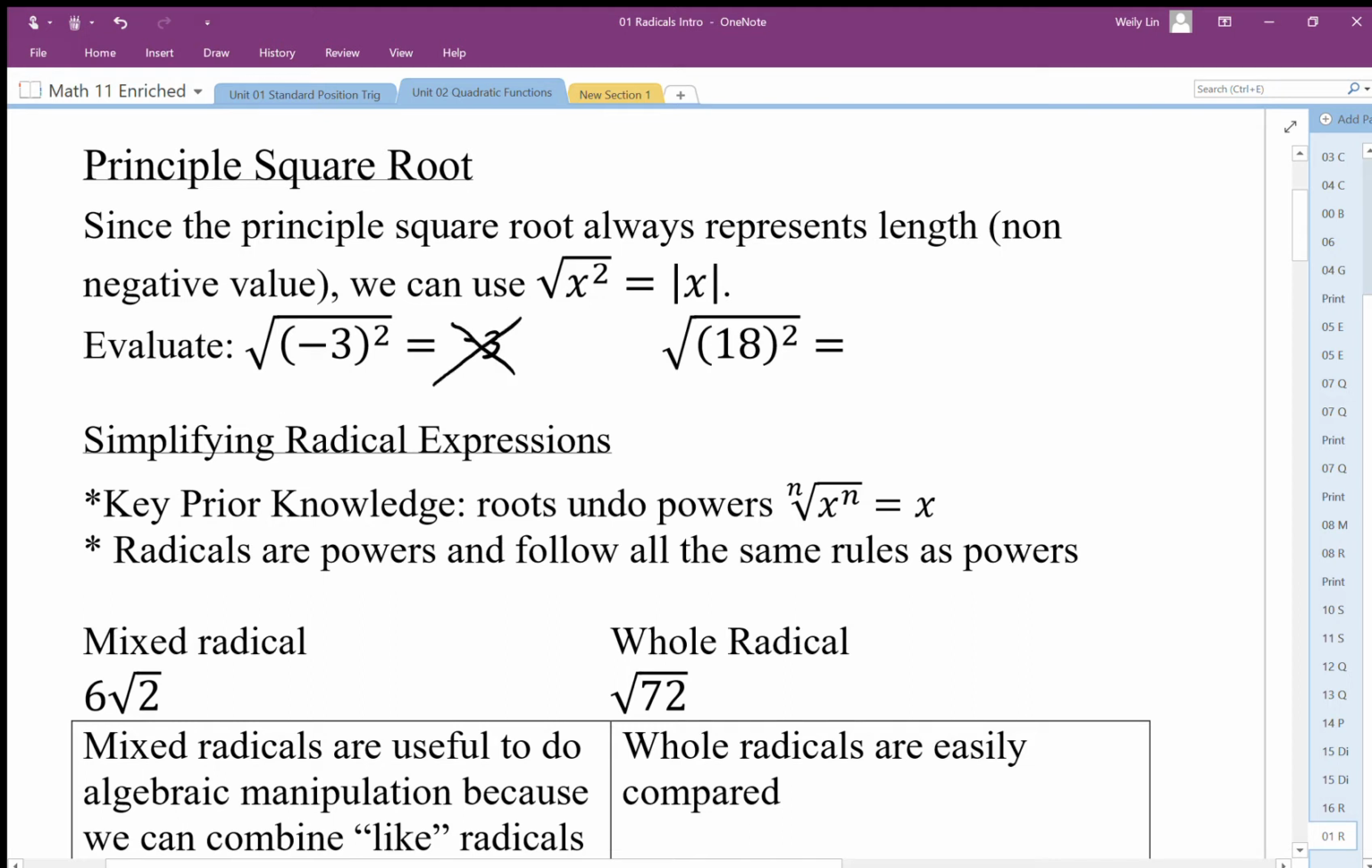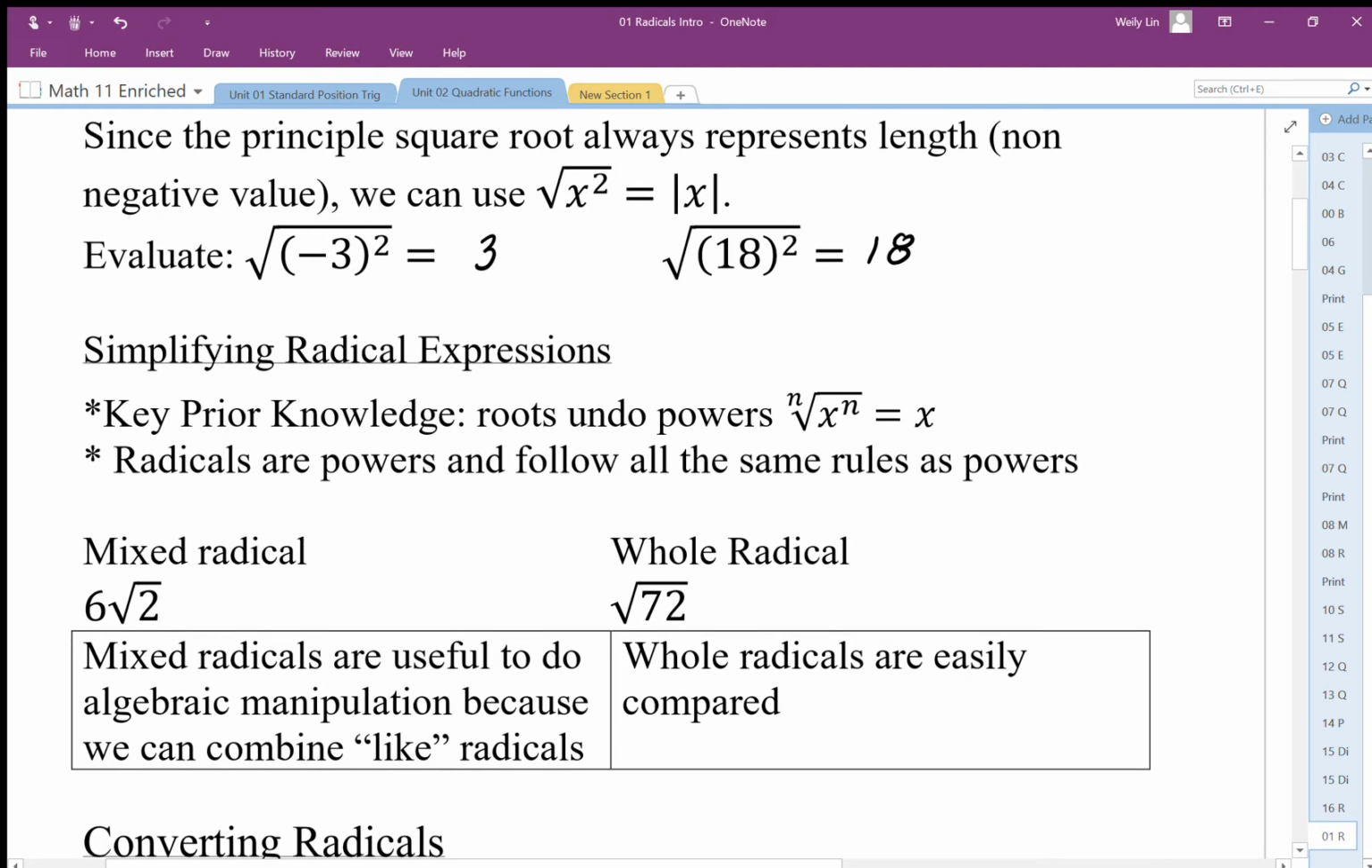Okay, so this is where we have to understand that the square root and square are not exact inverses of each other. In this case, when we square -3, we get +9, and when we square root 9, we end up with 3. Here, when we start with a positive value, these will in fact undo each other, because when we start with +18 squared and square root it, we end up with +18.